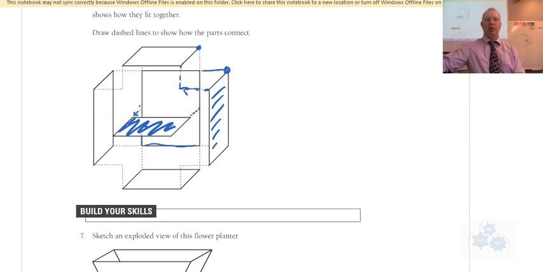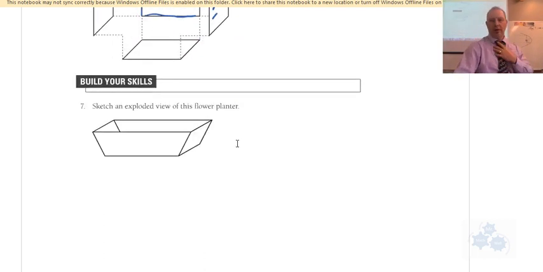Coming towards the middle, towards the middle, down towards the, you know. And so you could envision them kind of sucking in to the middle and surrounding some middle piece. So for number 7, sketch an exploded view of this flower planter, okay? Well, there's really no middle piece here. I think all the pieces would be pulled out in all the directions.